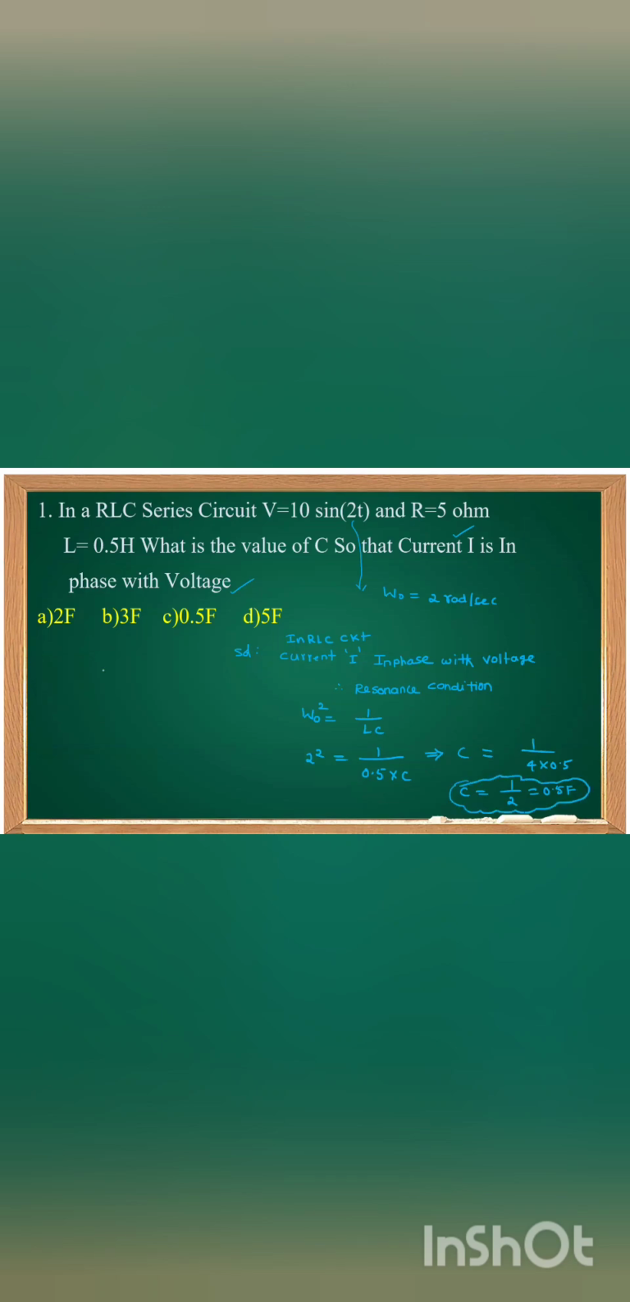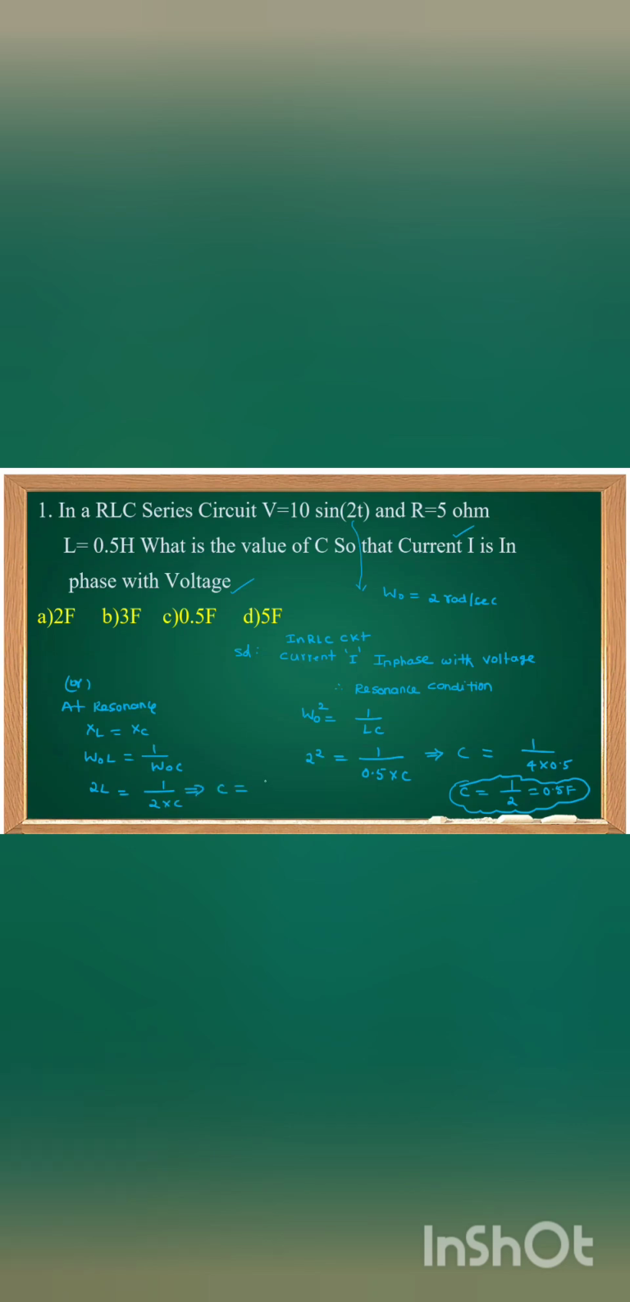Or you can also write like this. At resonance, you can also solve it, there are so many methods. XL equal to XC. Omega naught into L equal to 1 by omega naught into C. Then 2 into L equal to 1 by 2 into C. What is L? L equal to 0.5.